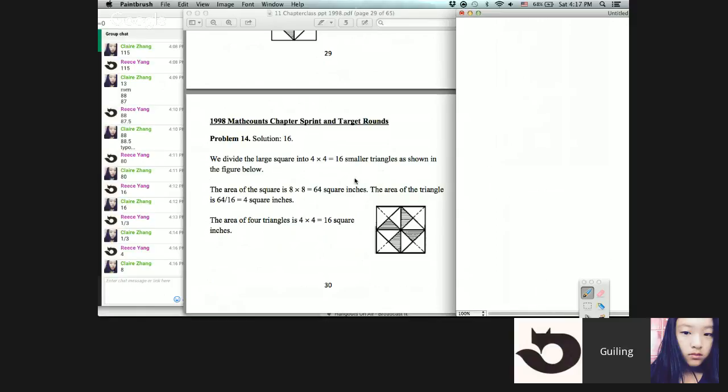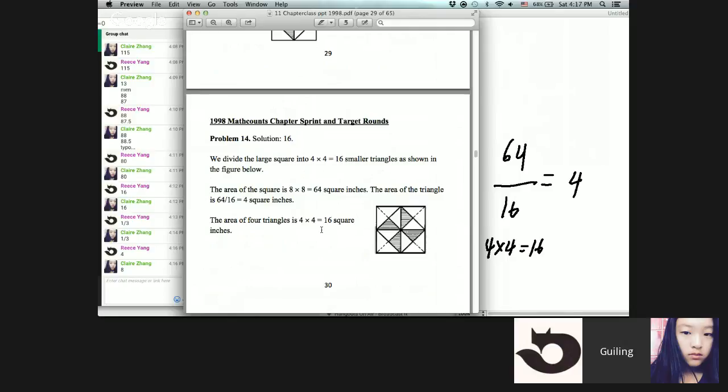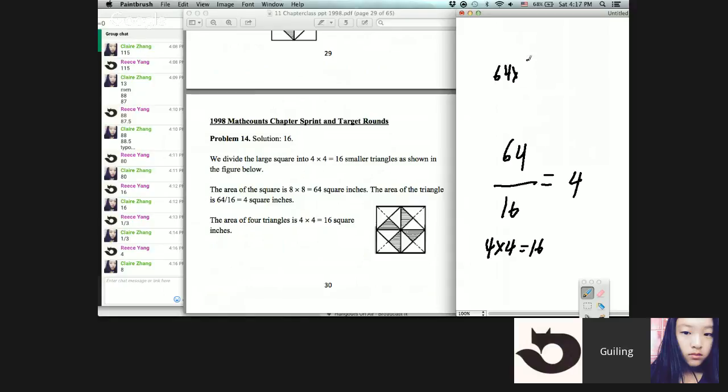So the point is that the entire square is 64, and then each piece is divided into 16. So each small triangle is going to be this area, which is 4. Each of the triangles is 4, but there are 4 shaded triangles, so you have to multiply that by 4. You come out with 16. Probably a small calculation error. Or you could just do 64 multiplied by 4 over 16, which is just 64 divided by 4.